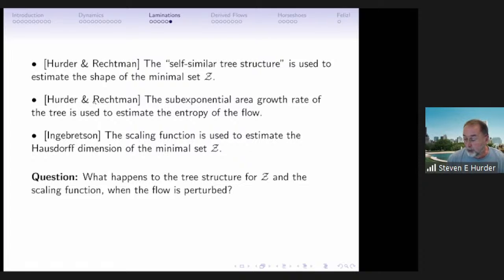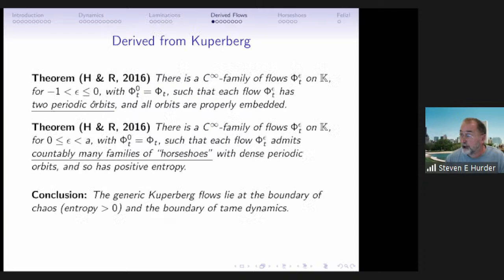Anyway, our other project was, we asked, well, if you take a dynamical system, you would like to know, is it robust? You could try the Palis conjecture. Is there any genericity to these things? What happens if you perturb it? Well, if you perturb these, I'll show you the construction, but we call it derived from Kuperberg because it's derived from a Kuperberg flow. You perturb it, and you can get two possible things, and I'll show you both in a second.